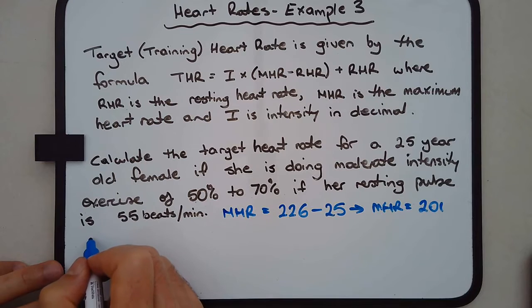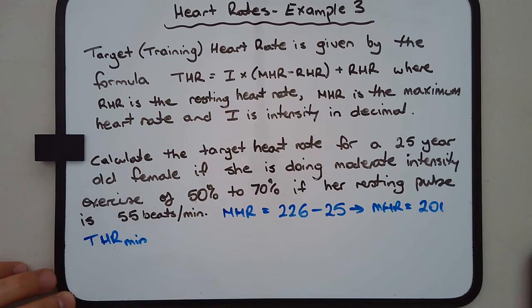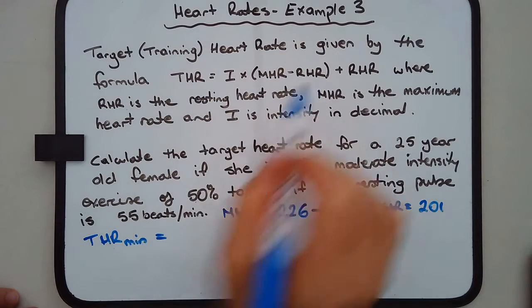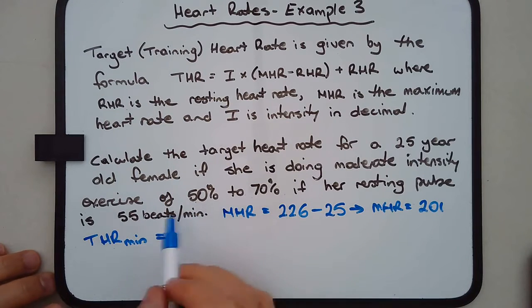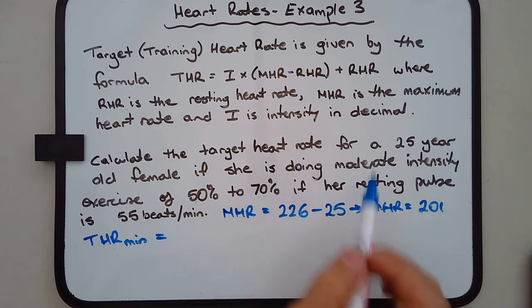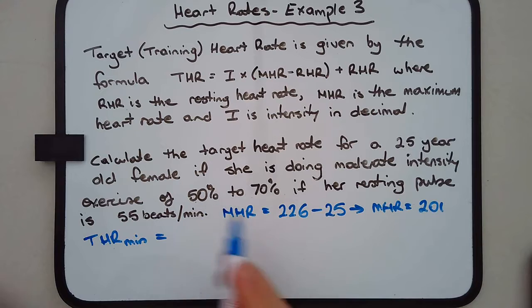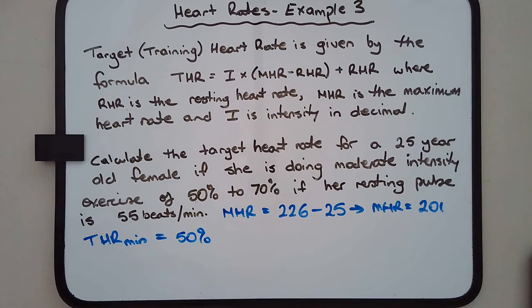The next thing we need is the minimum target heart rate, and that's given by the formula that we just looked at. The I is the intensity, so the lower end of moderate intensity, given in the question, is 50%, and we can just type it directly into the calculator. You don't have to convert it into a decimal necessarily. If that's what you're comfortable doing, that's fine, but I think it's just as easy to type it in as it is.